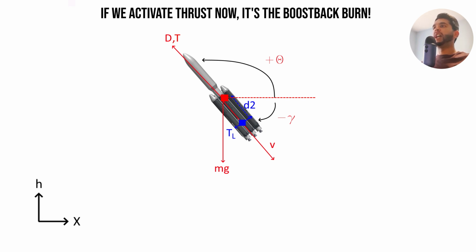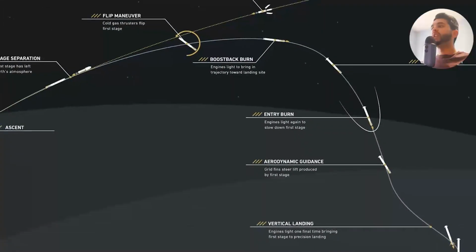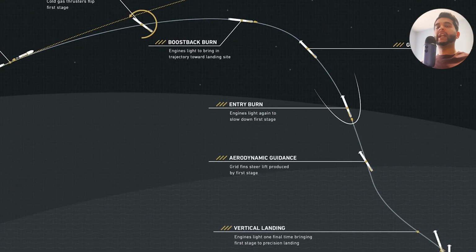And if you look at this diagram from SpaceX here, you can clearly see that. So you can see that the flight path angle becomes more and more negative, but they do also flip the first stage for landing, and then they initiate the boost back burn, and that'll slow the vehicle down.